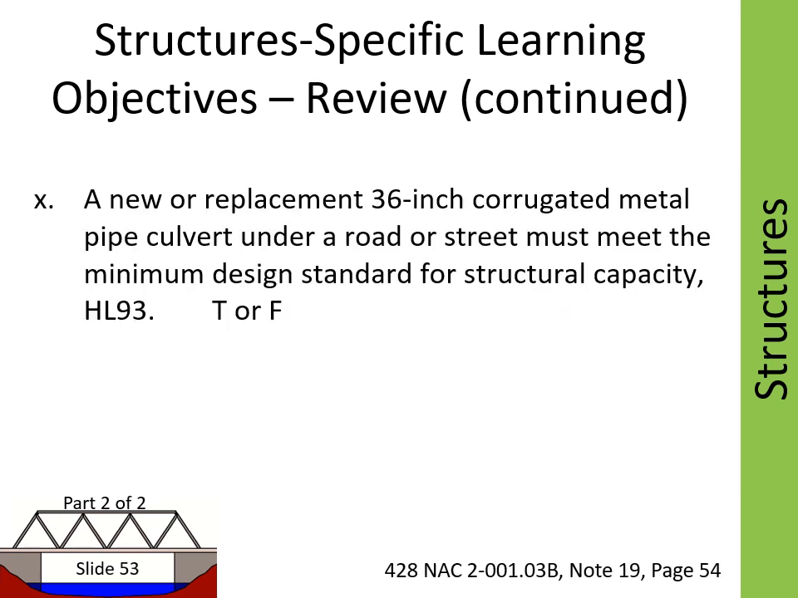Question 10. A new or replacement 36-inch corrugated metal pipe culvert under a road or street must meet the minimum design standard for structural capacity, HL93. True or false? The answer is true. The minimum standards for the structural capacity criterion are not a function of opening size or length. Refer to note 19 on page 54 and the tables from page 55 through 86.